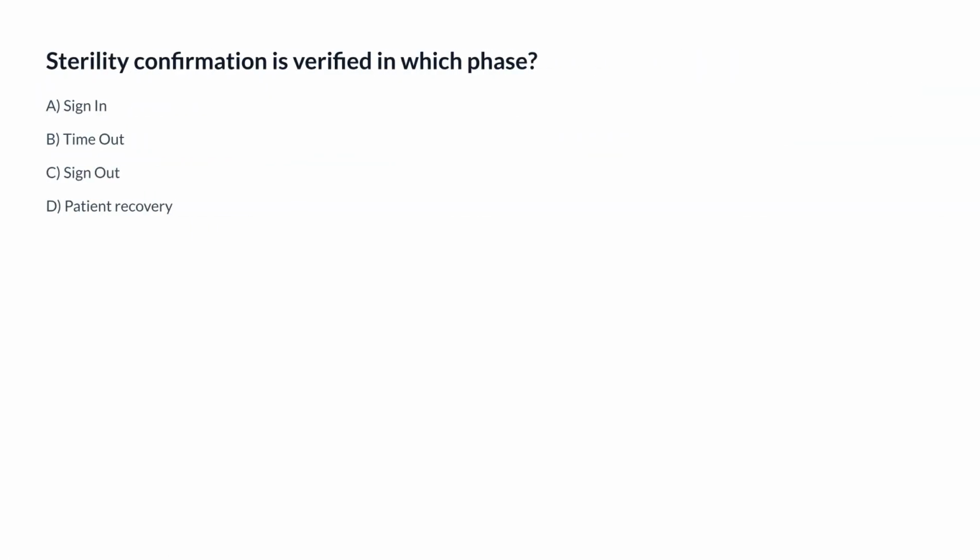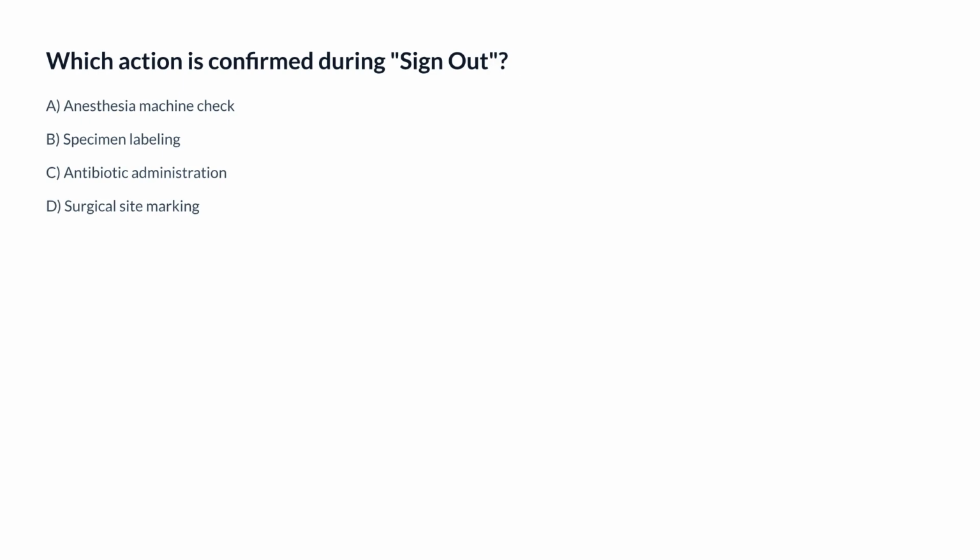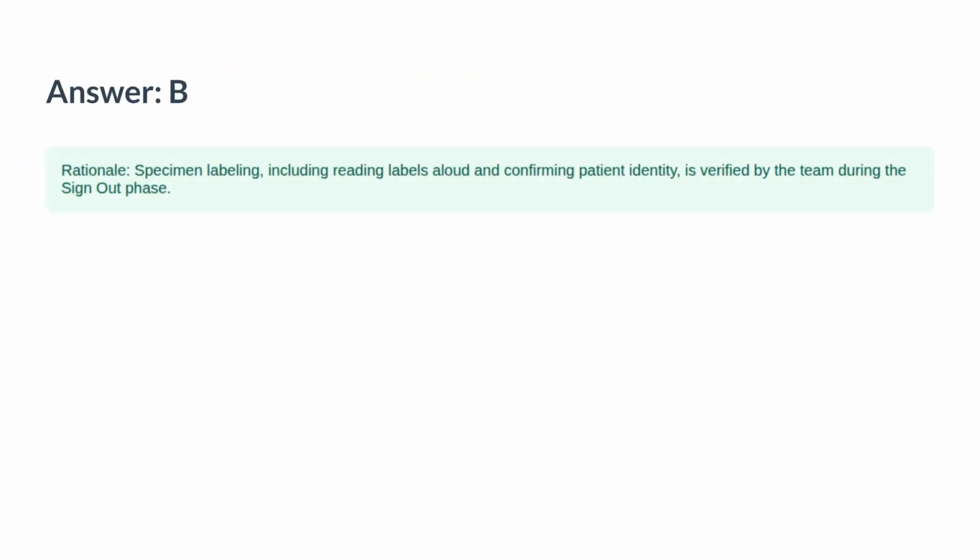Sterility confirmation is verified in which phase? The answer is B, timeout. The surgical team confirms the sterility of equipment and that all instruments are available during this phase. Which action is confirmed during sign-out? The correct answer is B. Specimen labeling is a crucial element confirmed during the sign-out phase before the patient leaves the operating room.